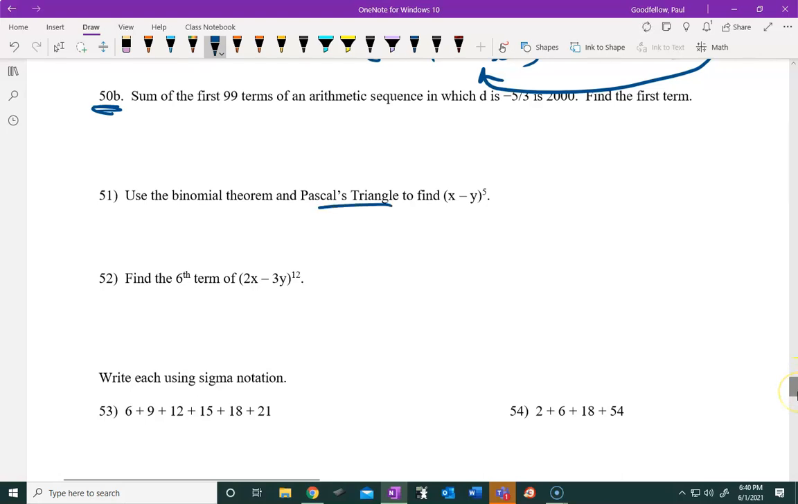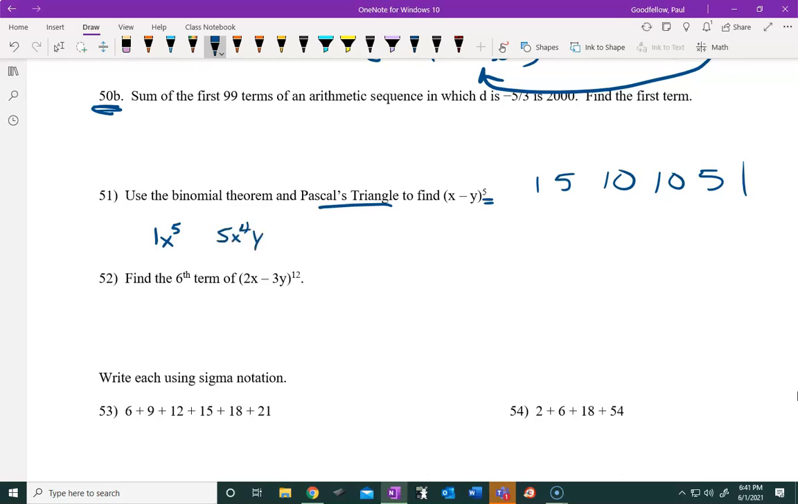Binomial theorem, or Pascal's triangle, the 5th row of Pascal's triangle would be 1, 5, 10, 10, 5, 1. And that one's just one that I know. You've probably seen it enough times to know it too. So it'd be 1, x to the 5th, y to the 0, and then a 5, x to the 4th, y to the 1st, and then a 10, x to the 3rd, y to the 2nd, another 10, and x to the 2nd, y to the 3rd, 5x to y to the 4th, and 1y to the 5th. Now, I got them all in there.